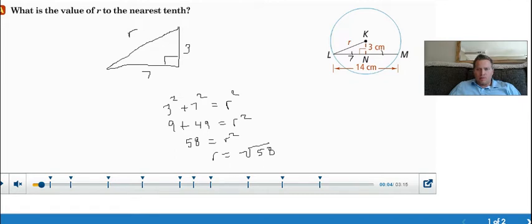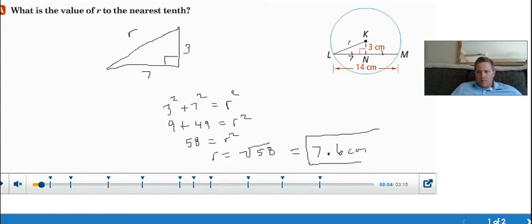And if it tells me to round to the nearest tenth, if I take the square root of that to the nearest tenth, this is going to be approximately 7.6 centimeters. Okay, perfect. On to the next one.